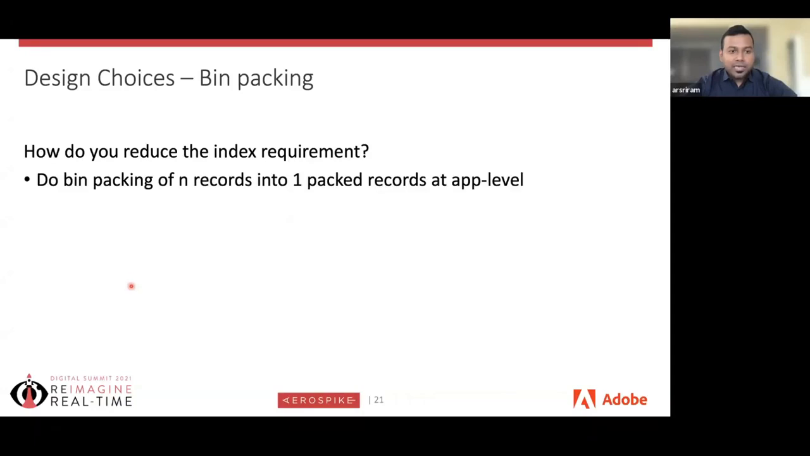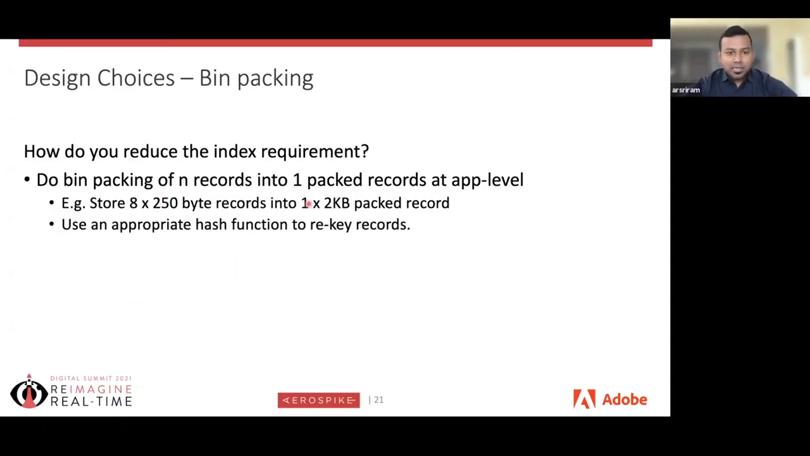One idea is you can do bin packing. Pack n records into one packed record at an application level, similar to a hash map kind of data organization. If you store 8 250-byte records into one packed record, with a hash function to rekey the documents, your index requirements will drop from 200 to 25 VMs, and that's going to represent a huge savings in terms of cost.